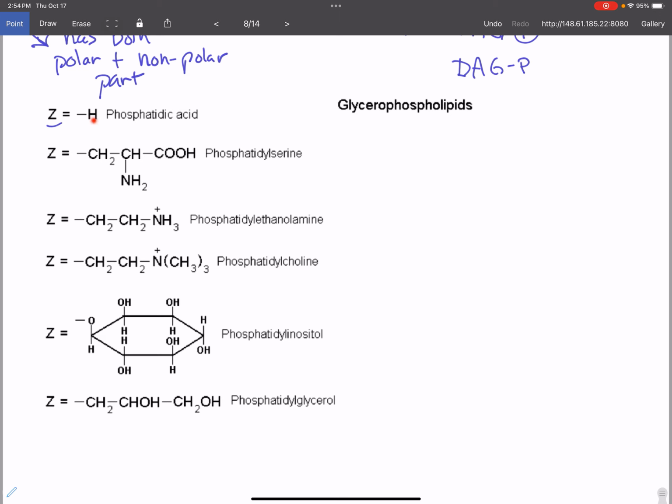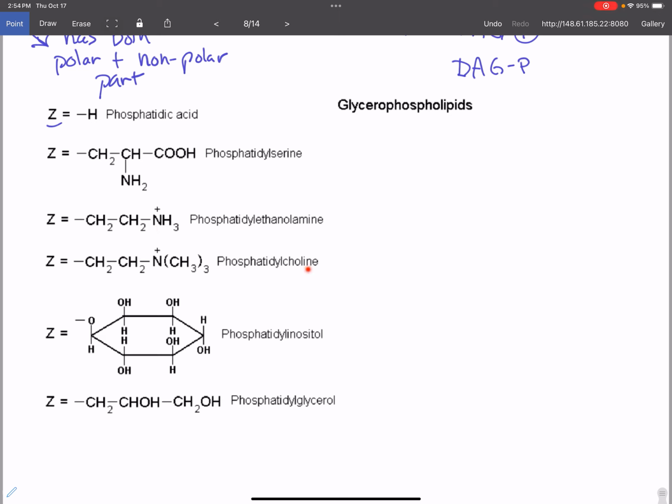If I just had a proton or a hydrogen on here, then that phosphate group would be like phosphoric acid, so we call that molecule phosphatidic acid. We could put something like serine on that phosphate group, and it would have some properties we are familiar with at pH 7. This COOH would deprotonate because it's a carboxylic acid and become negatively charged. The NH2 would gain a proton and become positively charged. So charges can change. We could have other things like just a single positive charge, like this ethanolamine.